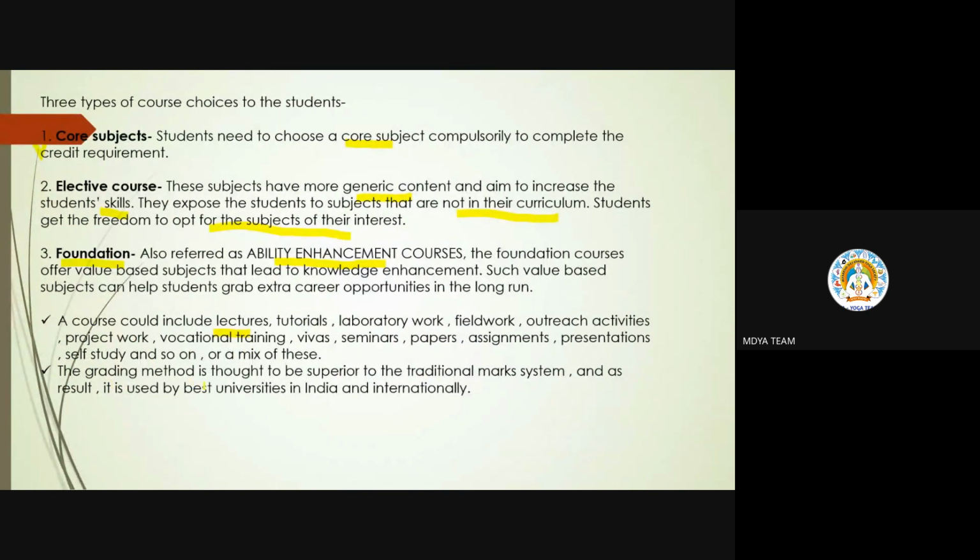The grading method is thought to be superior to the traditional mark system, and as a result, it is used by the best universities in India and internationally. Nowadays, every central university has come to the grading system. They are giving you the grades. Central universities are adopting these things, but as I have told you, CBCS is not at its peak at present. But in future, we may see a boom in CBCS.